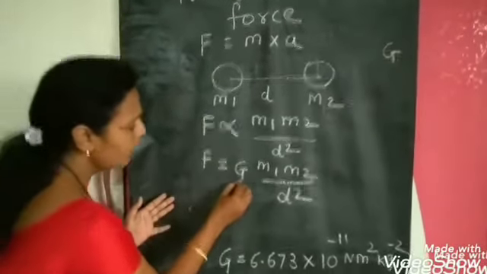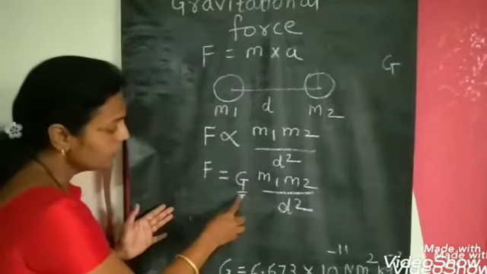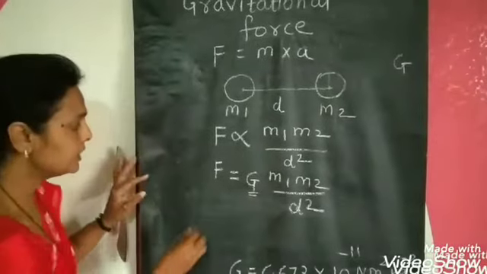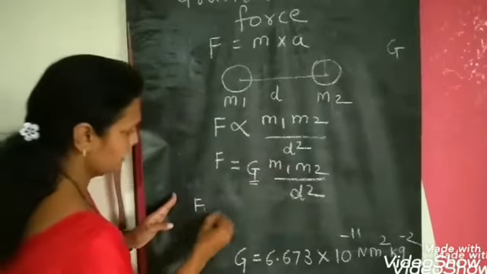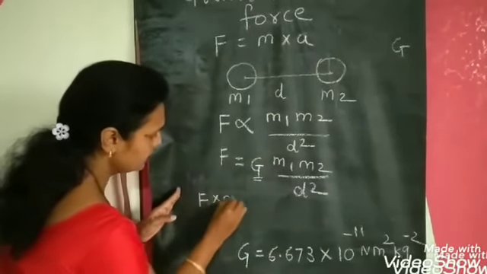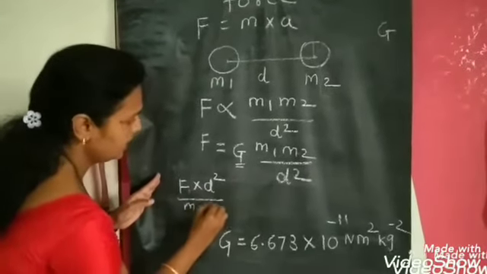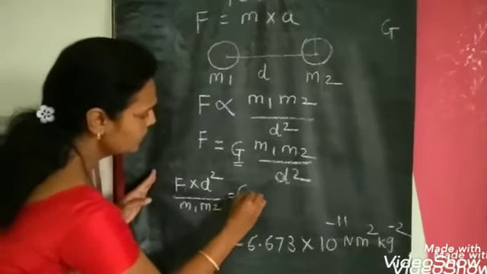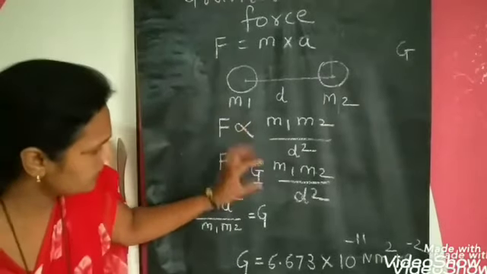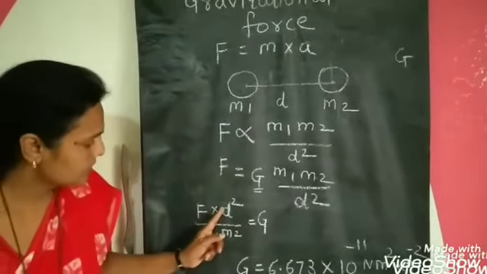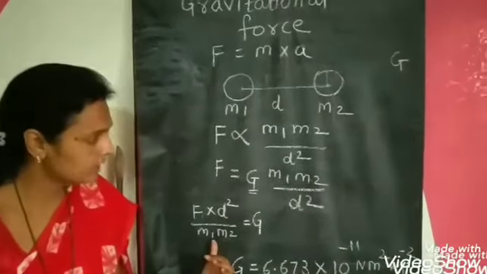Suppose I want to find the unit of G, then what will I do? G is equal to F d square divided by m1 into m2. All of you understood? See, I kept G here. This d square comes on the upper side and this m1 m2 on the denominator side.